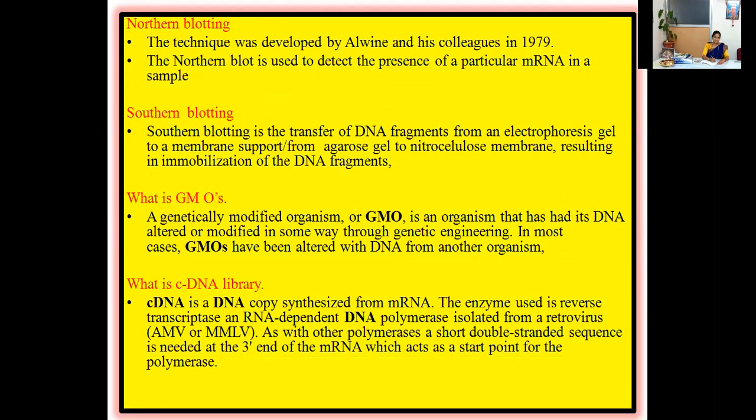Next one is Northern blotting. This technique was developed by Alwine and his colleagues in the year 1979. The Northern blot is used to detect the presence of a particular mRNA in a sample. In Northern blotting, we'll be using DBM paper. Keep that in mind. Southern blotting is the transfer of DNA fragments from an electrophoresis gel to a membrane or support, from agarose gel to nitrocellulose membrane, resulting in immobilization of the DNA fragments in the nitrocellulose membrane.